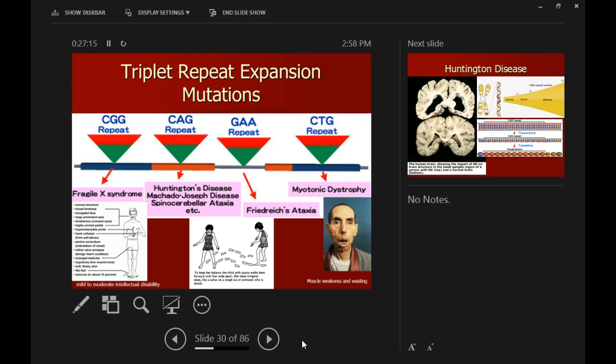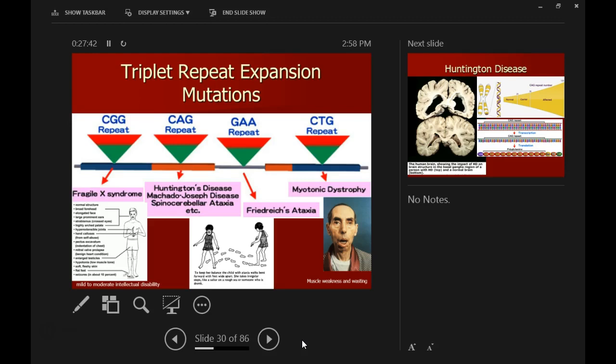We think there's a mechanism. In fact, we're pretty much sure that we pinpointed it. It had to do with a mistake that happens during replication. Right? If you remember, when we make the lagging strand, there's that strange little loop that forms. Sometimes there's a little hiccup with that loop. And with the hiccup to that loop, you end up getting an extra little repeat.